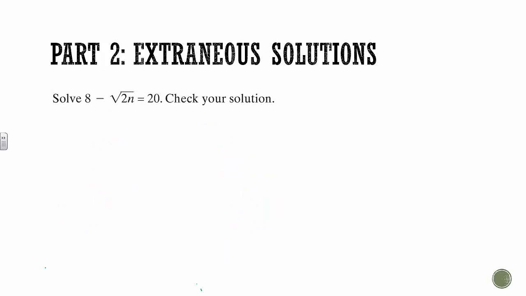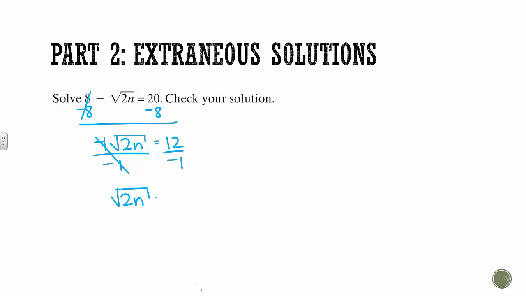Alright, so let's try solving one like this. Remember, our goal is to get the square root alone. So let's subtract 8 from both sides. We get negative square root of 2n equals 12. And then this negative needs to go away. Remember, it's kind of like a -1 being there. So let's divide both sides by that. So we get the square root of 2n equals -12.